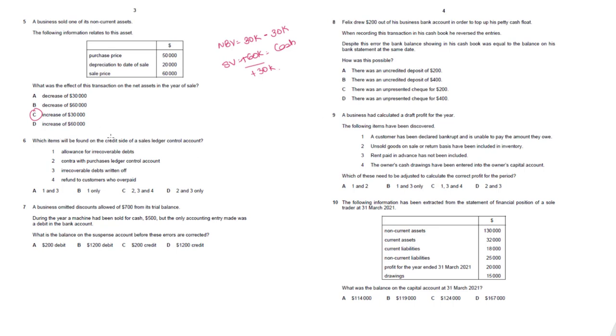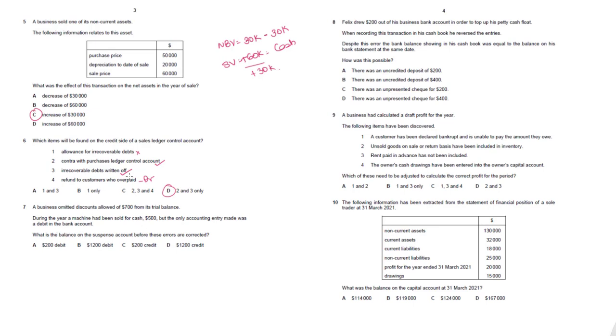Which items would be found on the credit side of a sales ledger control account? Irrecoverable debts allowance is not recorded. Bad debts or irrecoverable debts is recorded. Allowance for irrecoverable debts is not recorded. Contra entry is recorded on the credit side. Irrecoverable debts are recorded. Refund to customers is recorded on the debit side, because cash received from customers is on the credit side, but refund back to customers is on the debit side. So 2 and 3, option D.